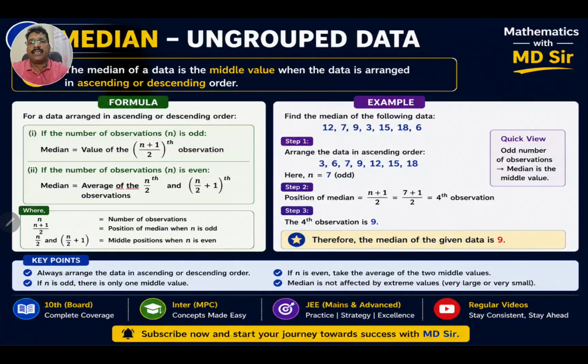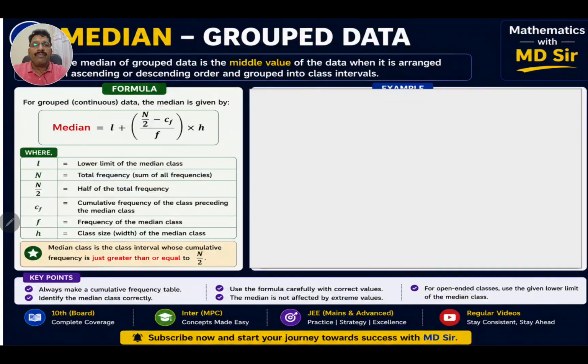So we will go for the next, grouped data. Median for grouped data. This is the formula for median for grouped data. Whenever class interval and frequency are given, we know that it is grouped data. For grouped data, the median formula is L plus ((n by 2 minus Cf) by f) into h. L means lower limit or lower boundary. Here also there is a difference between lower limit and boundary. We will discuss that later.